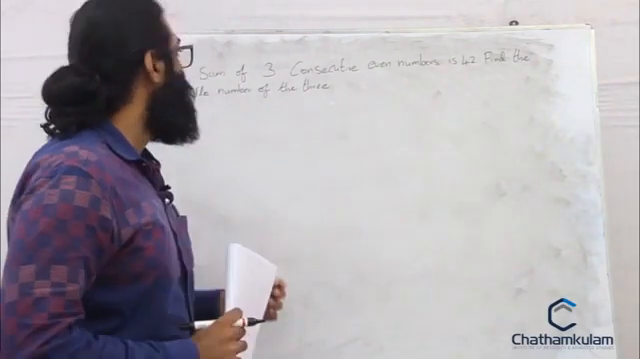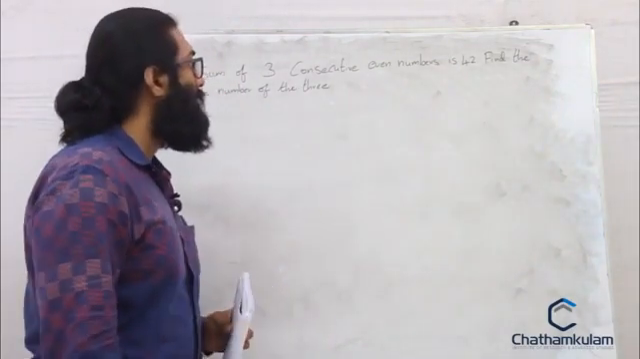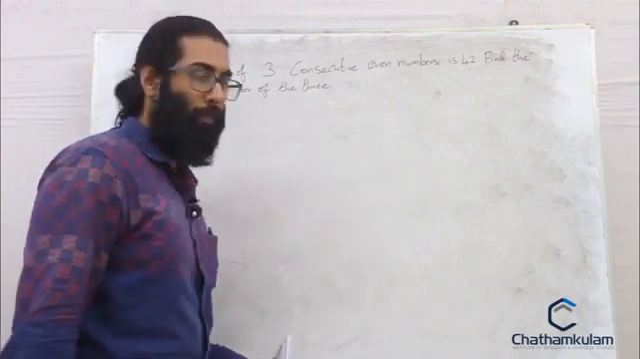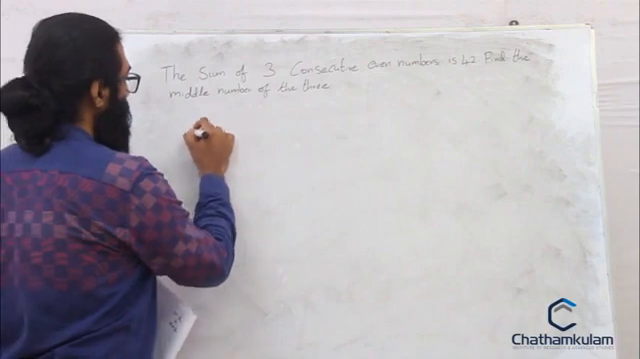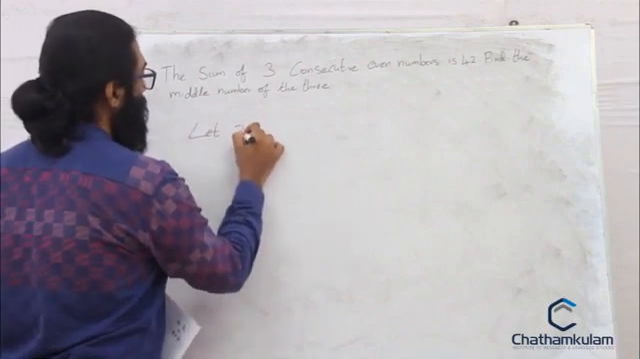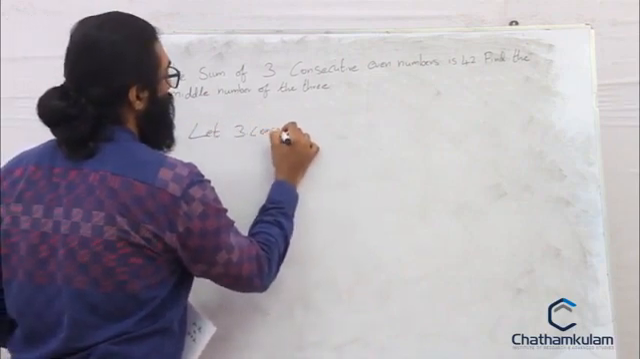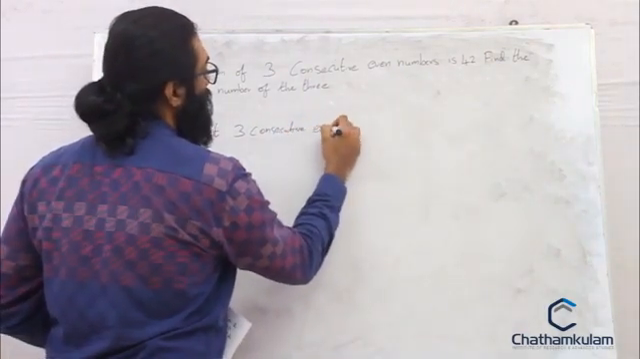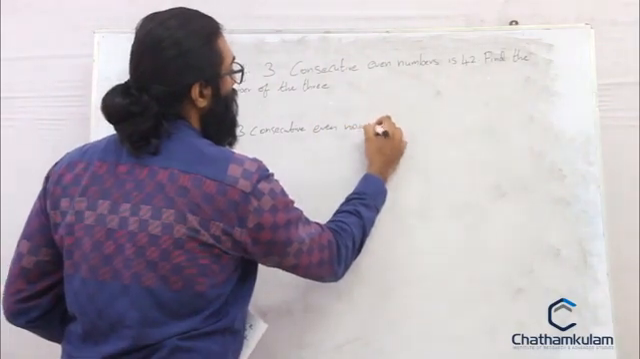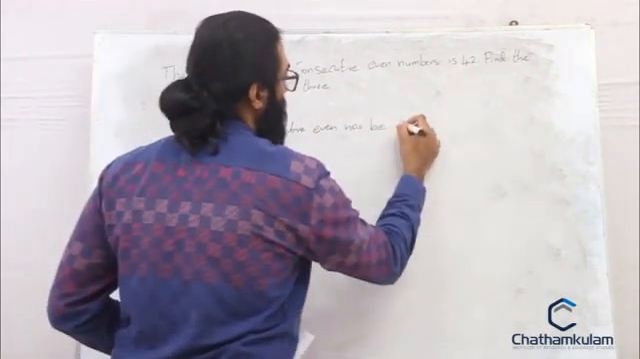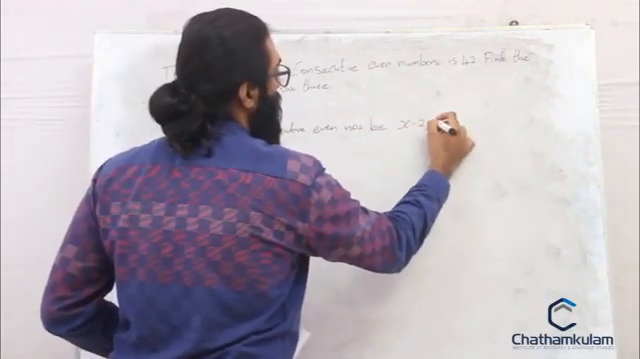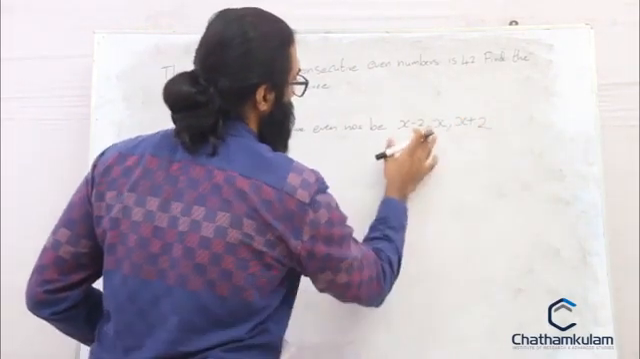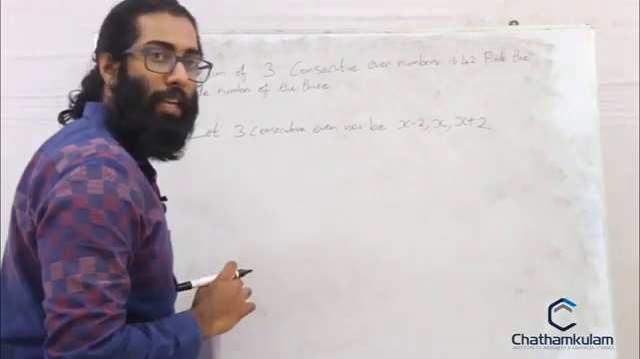The sum of 3 consecutive even numbers is 42. Find the middle number of the 3. So let's write it as, let the 3 consecutive even numbers be x minus 2, x and x plus 2. This is because these numbers are even numbers.